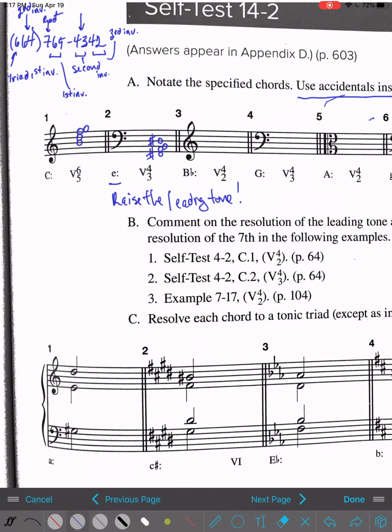So let's check out 5-4-2. Again, that's third inversion in this key. So what's the key for B flat major? Think in your head, the key of B flat major has 2 flats in it. That's right. And so we go up to the 5th scale degree.